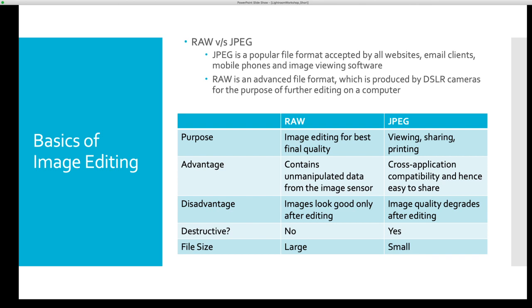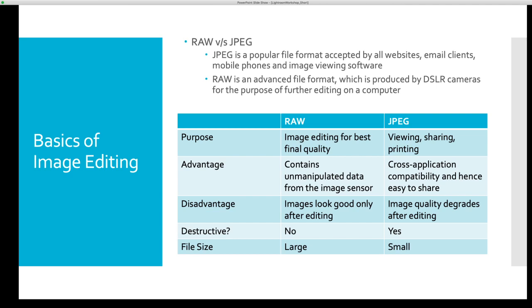So I have this table where I've highlighted some of the differences. Let's go over them. So the sole purpose of a RAW file is for image editing, and it gives the best quality after editing. So if your final goal is to produce a good quality image, then please shoot in RAW. Whereas a JPEG file is more about compatibility. It's for viewing, sharing, printing, etc.